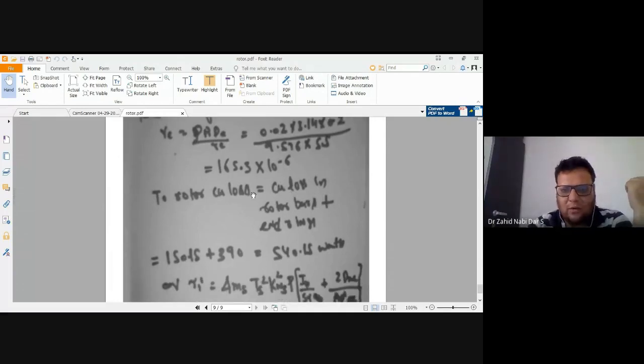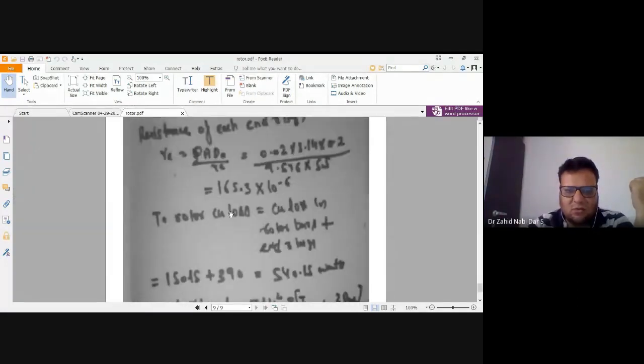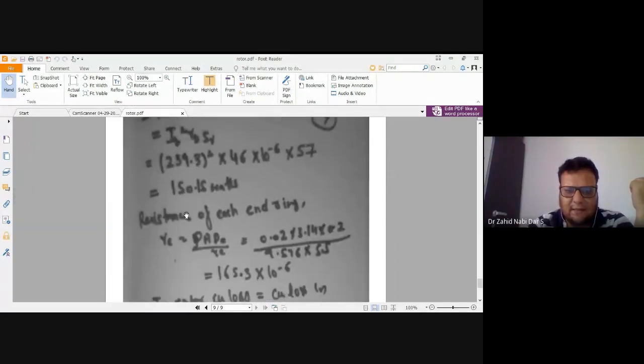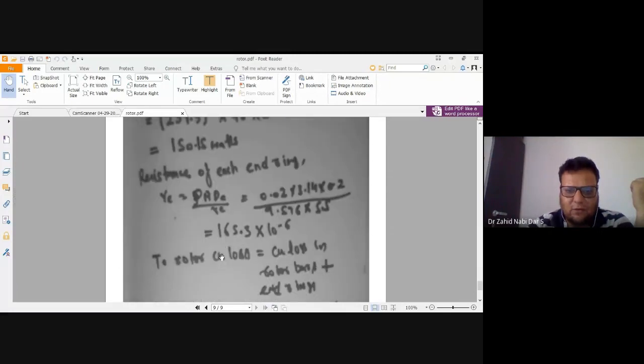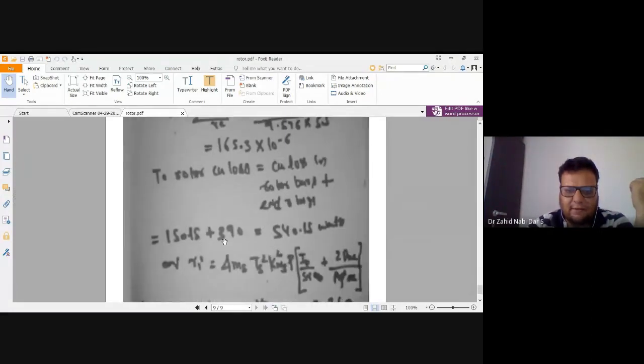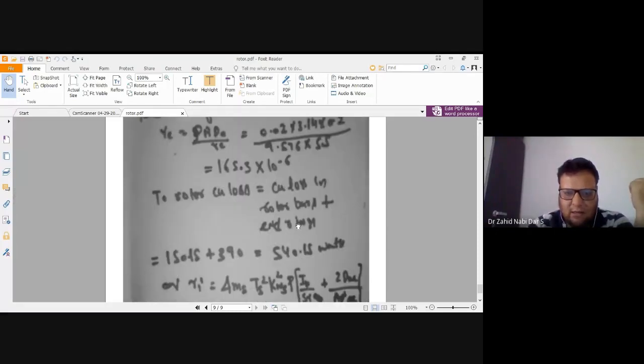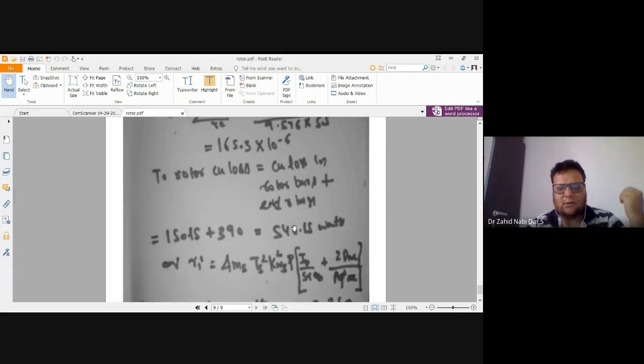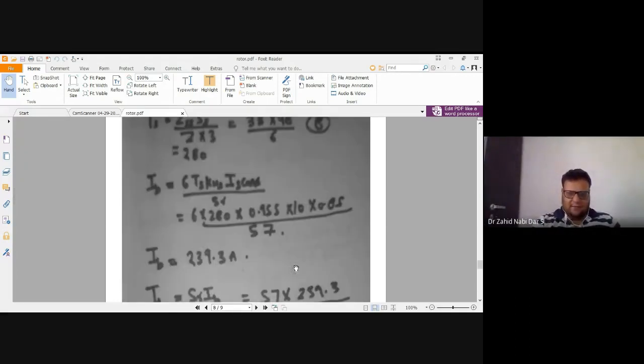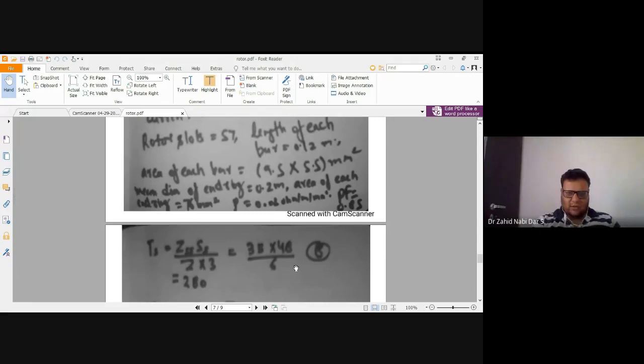So total copper loss is equal to copper loss in rotor bars plus end rings. So this is the calculated copper loss 150.15, and your end ring also you have calculated. This total copper loss is 540.15 watts. So again, you have to see to it that you have calculated the copper loss. Now you need the resistance. Now it's asking for the resistance. For the resistance, first you look at this problem.